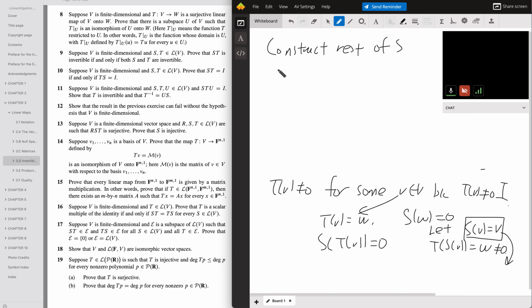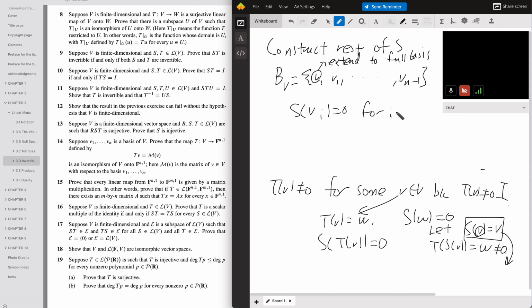But what I could do is say, well, a basis of V equals V1, ..., Vn minus 1. So extend to a full basis. Now S of Vi equals 0 for i greater than 1. And then what I know is that this is perfectly linear. I define it on V, that's fine.